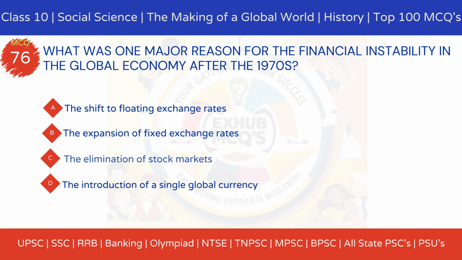MCQ 76. What was one major reason for financial instability in the global economy after the 1970s? Option A. The shift to floating exchange rates. Option B. The expansion of fixed exchange rates. Option C. The elimination of stock markets. Option D. The introduction of a single global currency.